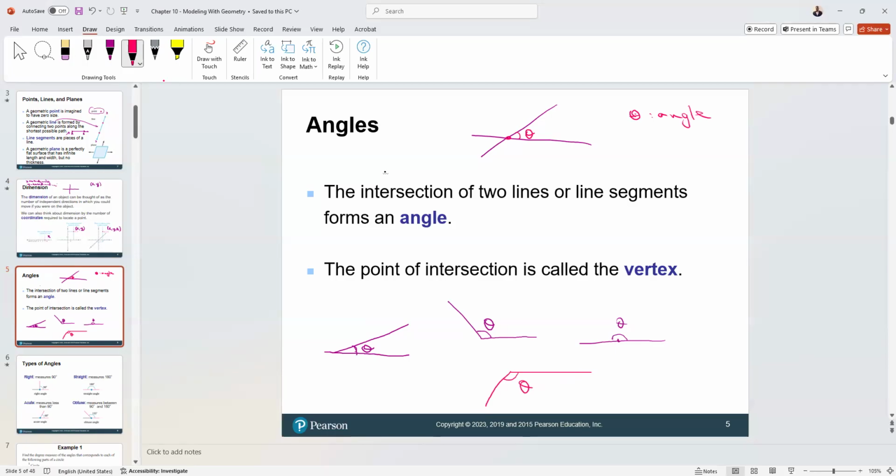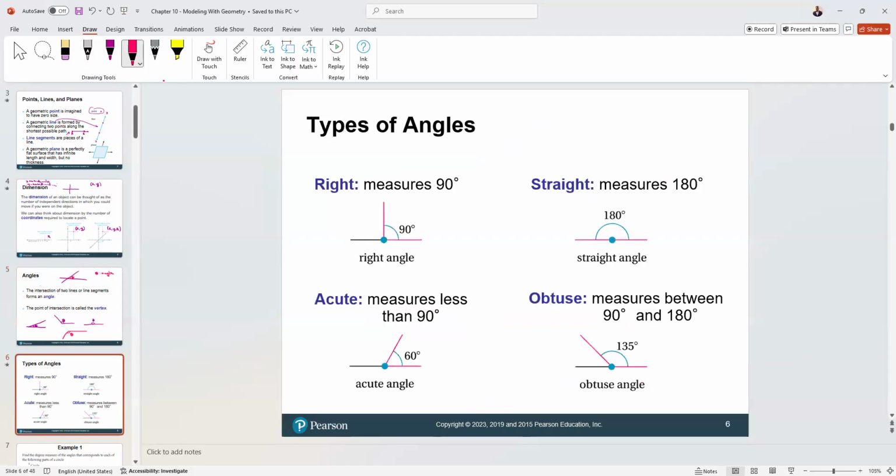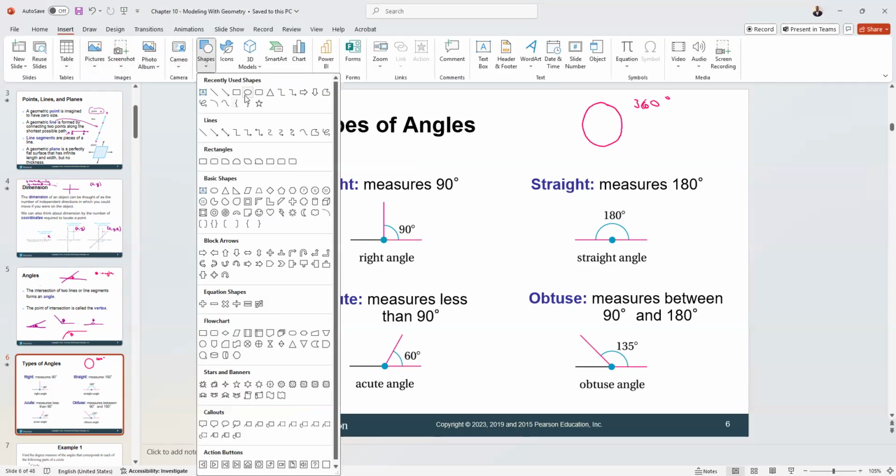So because the intersection of two lines or line segments forms an angle, the point of intersection is also called the vertex. How many different angles can we have? Remember, what is the total measurement of a circle? A total measurement of a circle is 360 degrees, right? So 360 degrees. Let me insert a circle to make it much easier for us to work with.